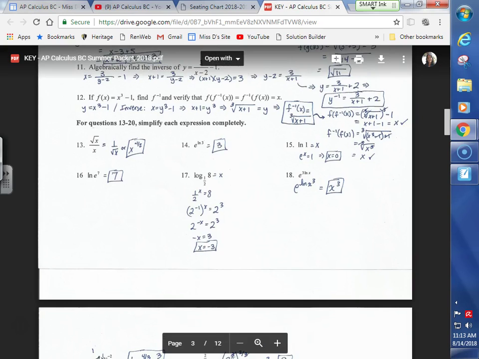I said exponential logarithmic, but not derivatives. This is good as far as simplifying. Any simplifying questions that we had? We didn't really have to do a lot of this last year.